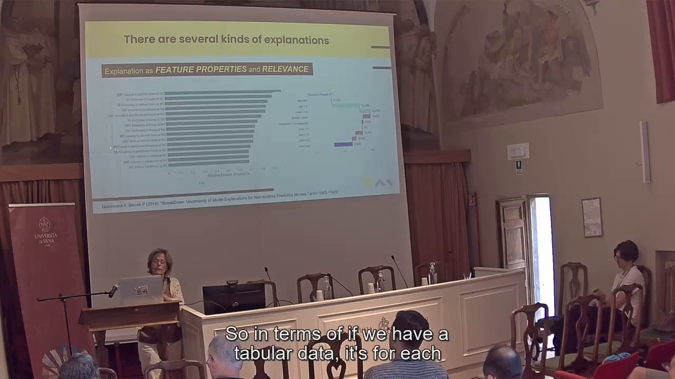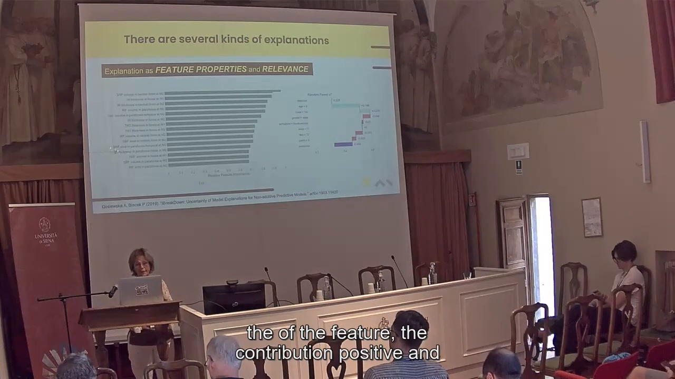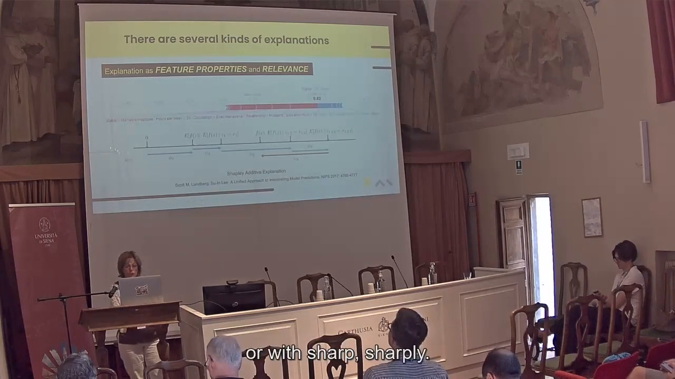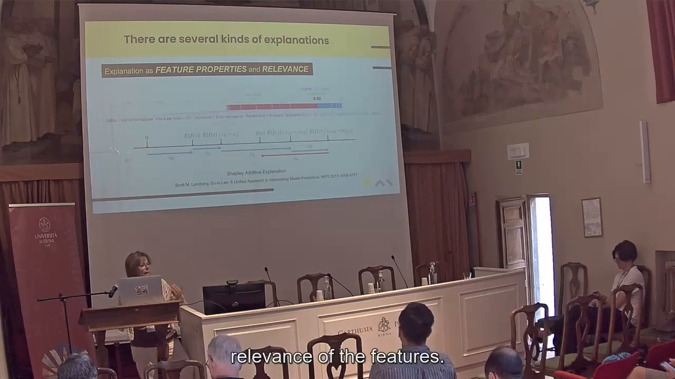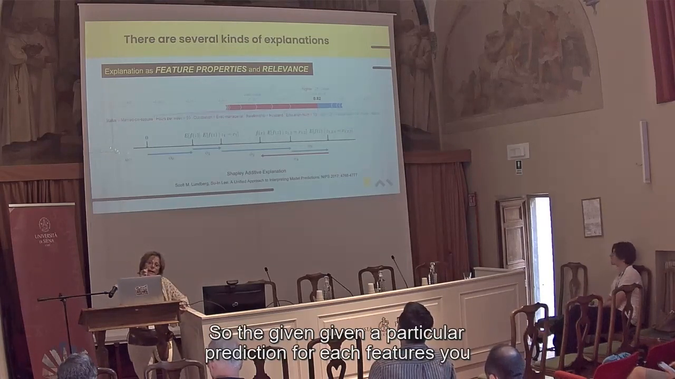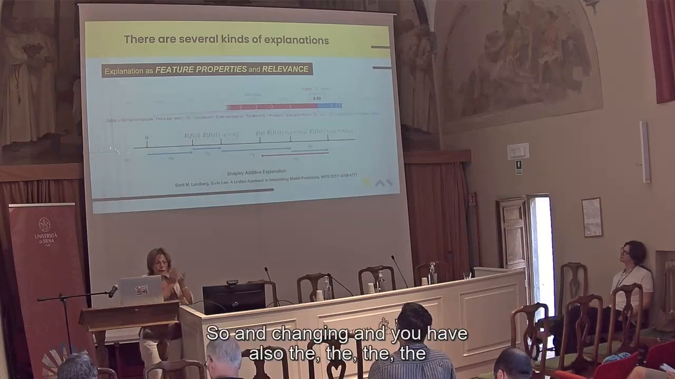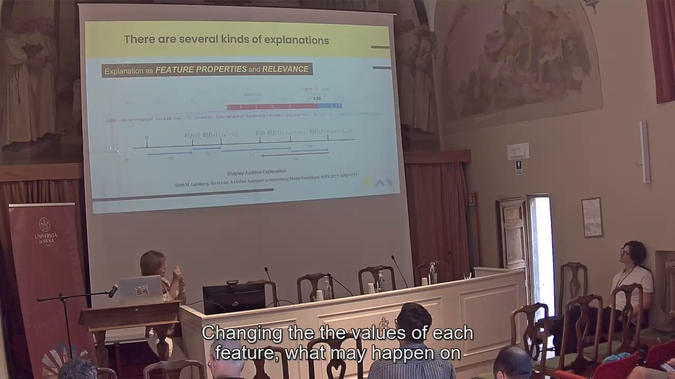So if we have tabular data, for each feature I have the impact of the feature, the positive and negative contribution, for example the parameters of a linear model, or with SHAP, which is another way to represent the relevance of the features. Given a particular prediction, for each feature you have the positive or negative impact on that prediction, and you also have the perception of what may happen when changing the values of each feature.